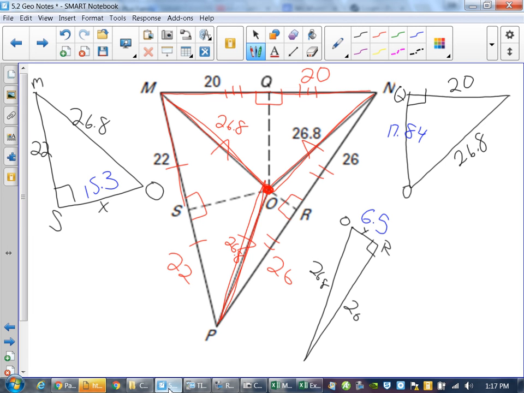Yes, ma'am. So like these, we subtract it and then square root it. Yeah. And then convert it to decimals. Yep.